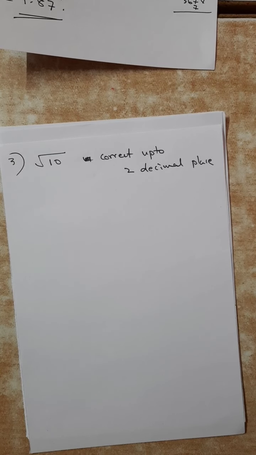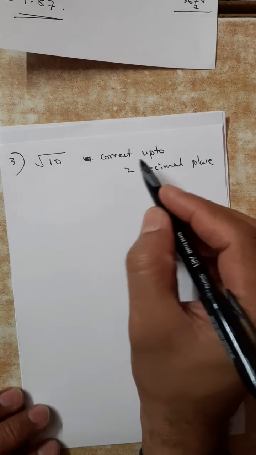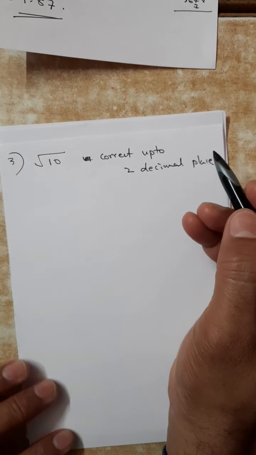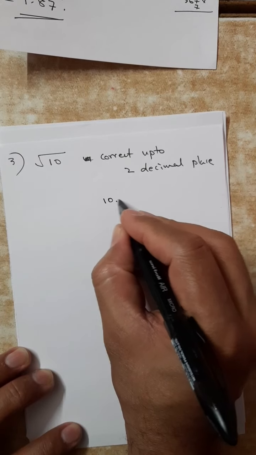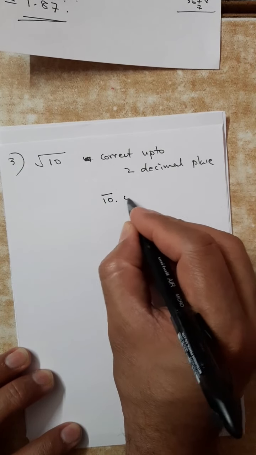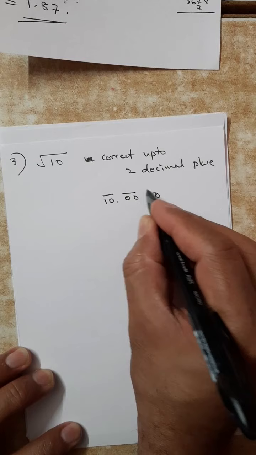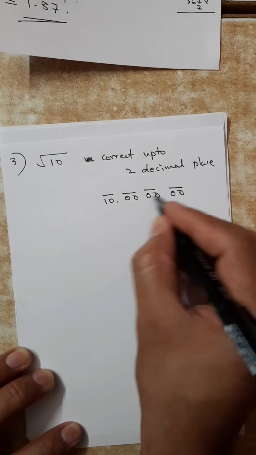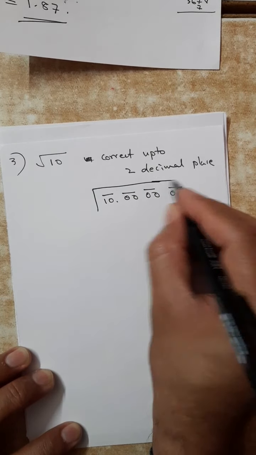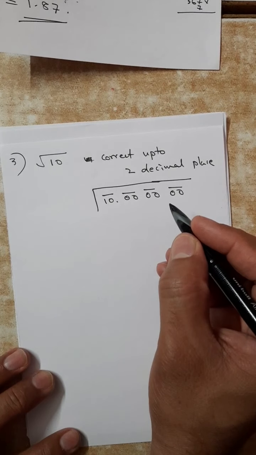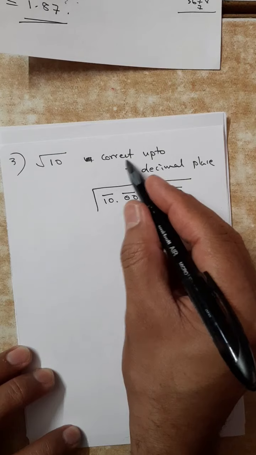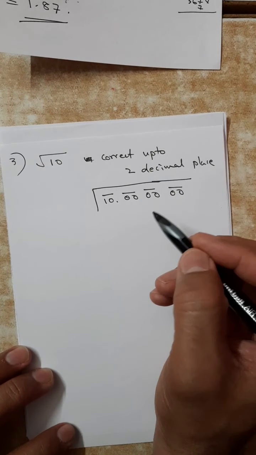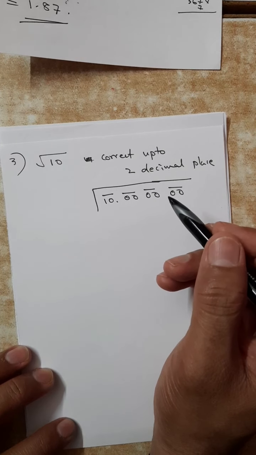First is "up to 2 decimal places", which means we need only 2. But here they are saying something special: we have to do "correct up to" it. I will explain with the sum. 10, first group is 10, then one decimal group, one more. I will go for 3 decimal places, because I need 3 decimal places, and then I have to correct up to 2 decimal places. That means I have to do rounding. Rounding we studied in lower classes.